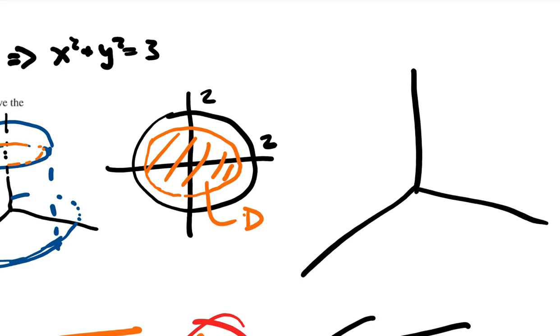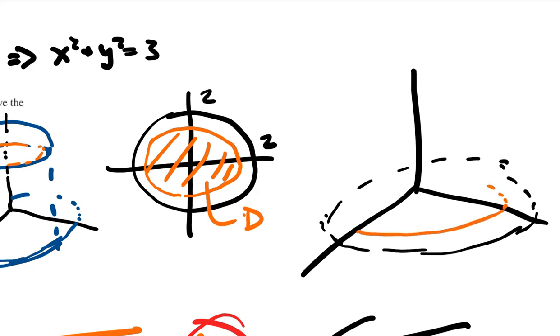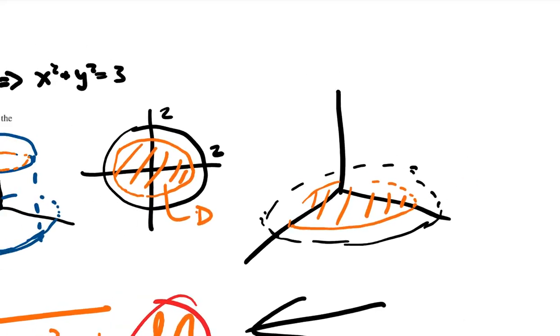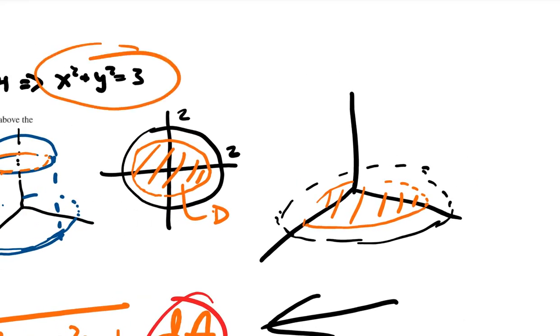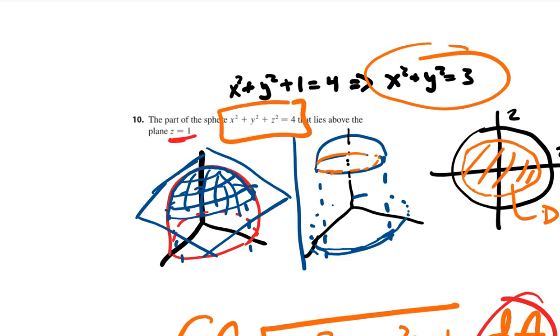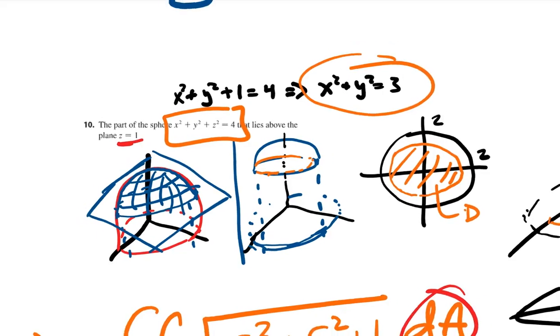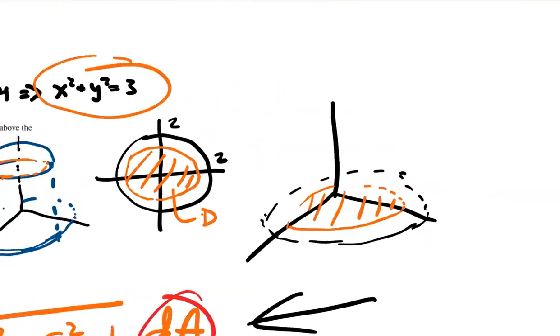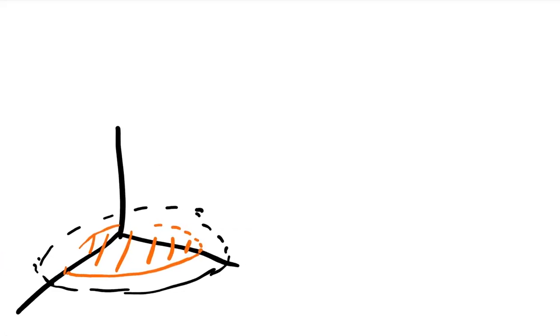You have that outside circle like that, and then you have this inside circle here like that. And this is what we're integrating over. Okay, so we're integrating over this, and what we're integrating is this sphere. So now we take that and we apply our function to it.